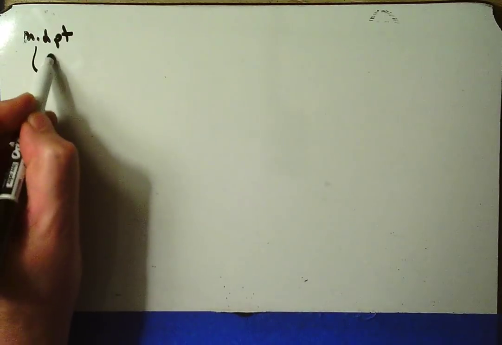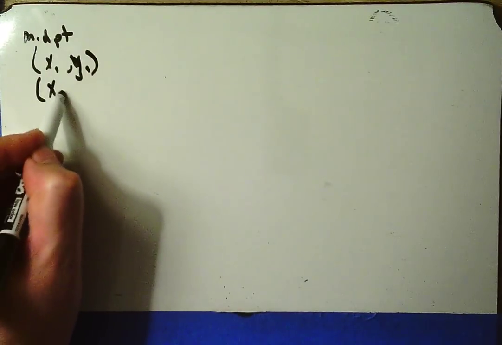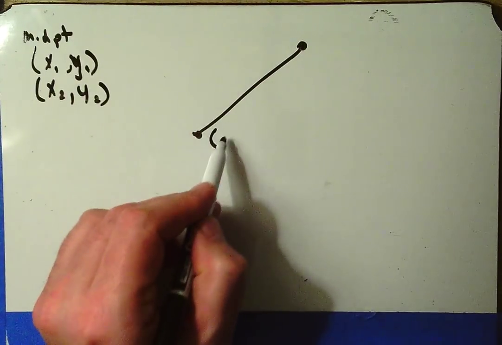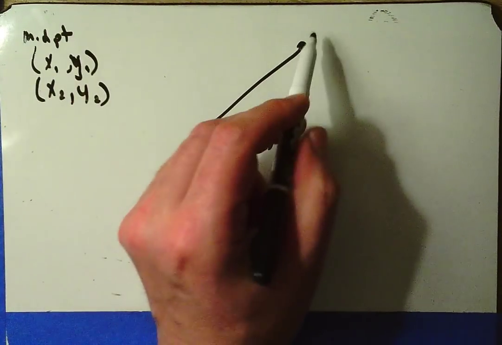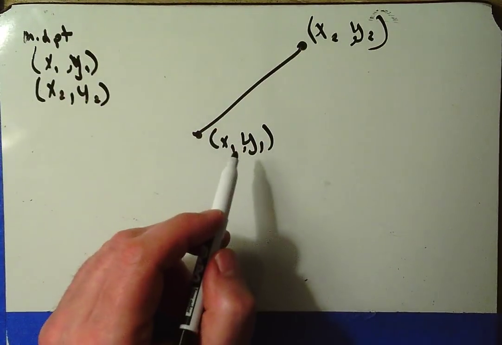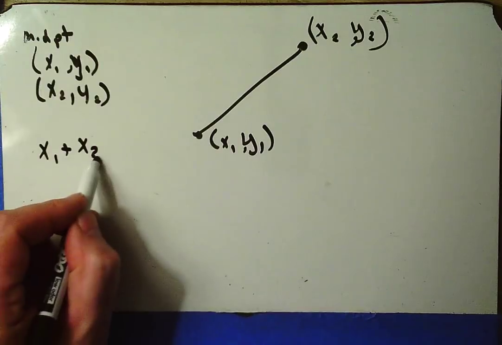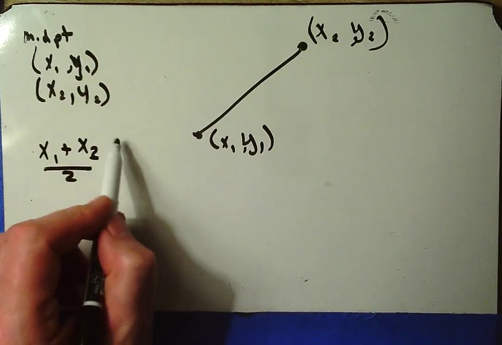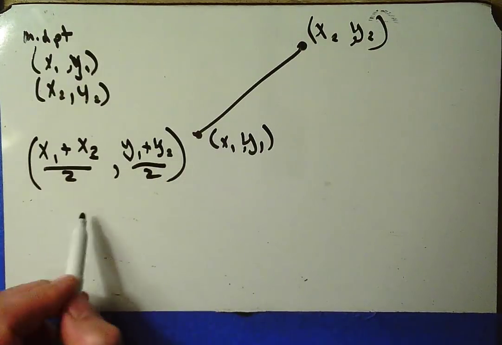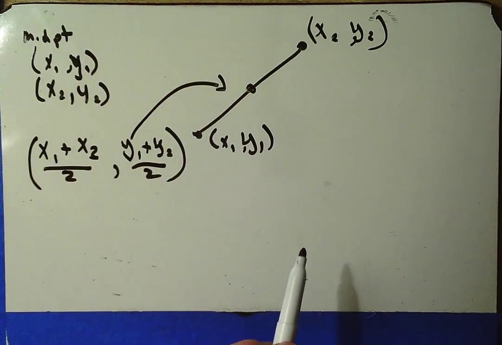If I'm trying to find the midpoint between 2 points, x1, y1, x2, y2, the midpoint is the average. So I want to know the average of these points. Well, I'm going to take those x values, add them together, and divide by 2. I'm going to take those y values and add them together and divide by 2. And this will give me the ordered pair that represents the midpoint on that segment.